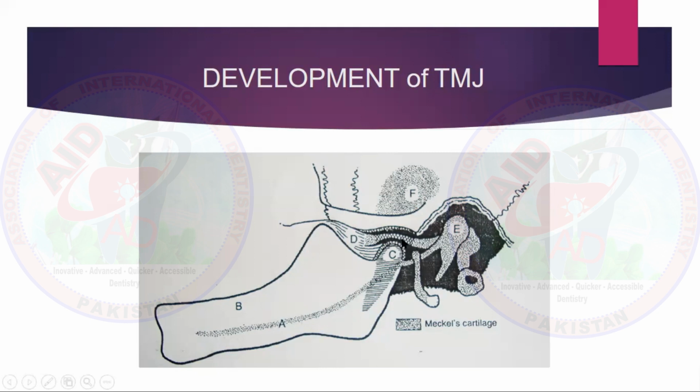That is the disc of the condyle or meniscus of the condyle. This is the anterior attachment, this is the posterior attachment. But when you see here, this Meckel's cartilage is now converting itself into sphenomandibular ligament right here. And the end of the sphenomandibular ligament is continuous with the ear.